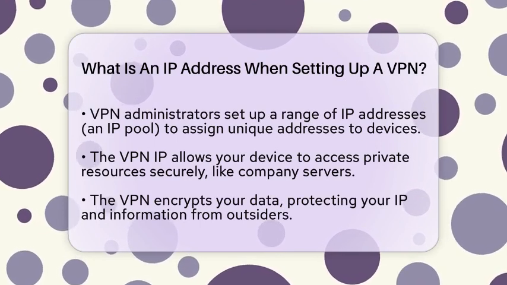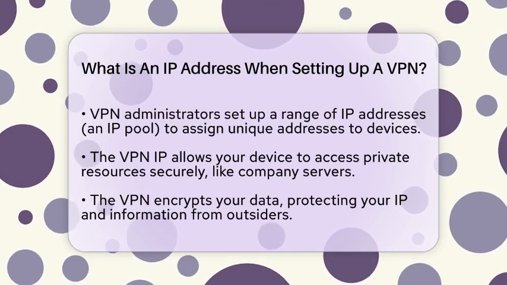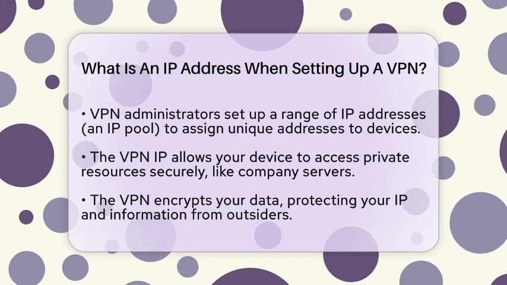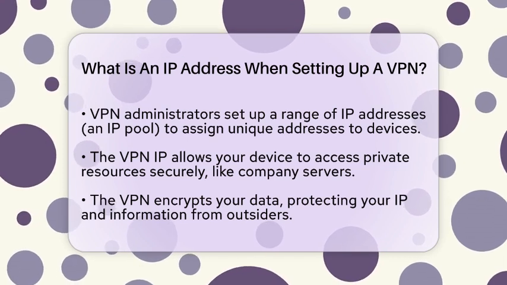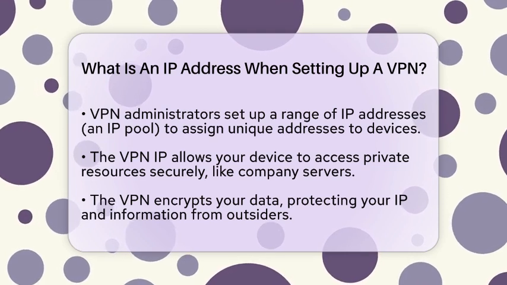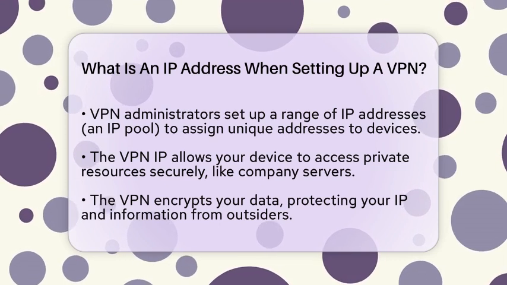When setting up a VPN, administrators configure a range of IP addresses, called an IP address pool. For example, they might assign addresses from 10.20.30.40 to 10.20.30.50. This way, each device gets a unique address within the network, avoiding conflicts and making routing simple.